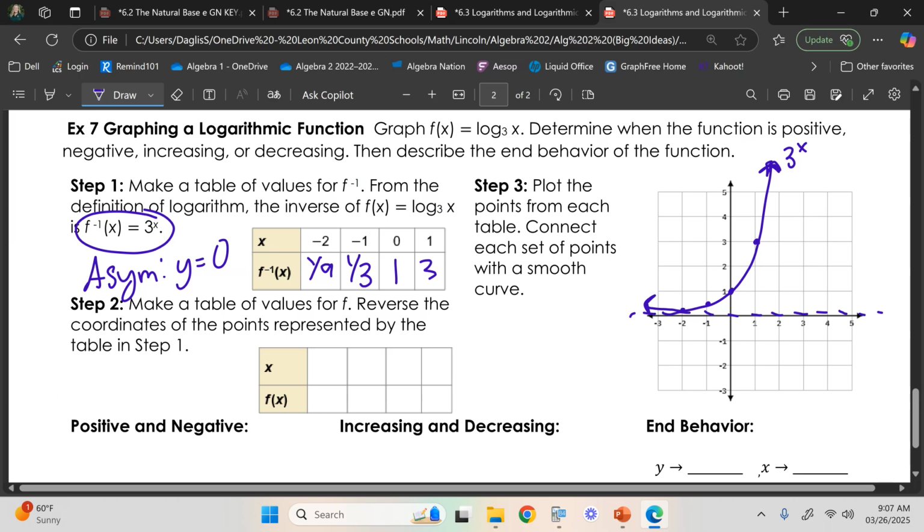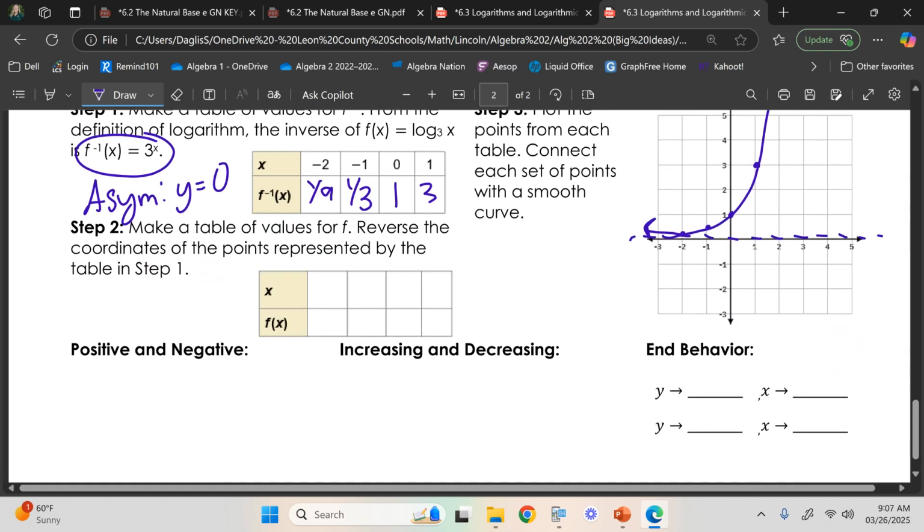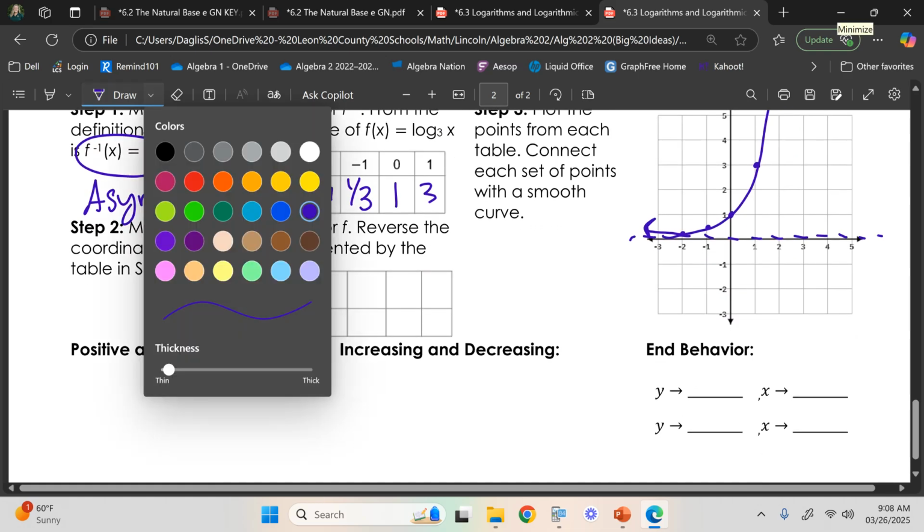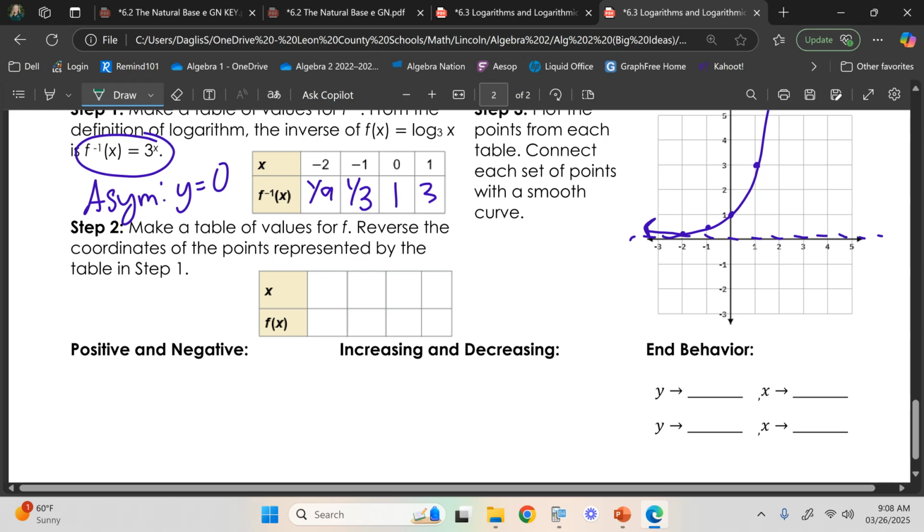Okay, so my domain is all real. My range is only y bigger than 0, right? So we can expect all that to flip-flop when I do my log now. So now that I have an exponential, I can just switch my points and graph my log. What's the first point going to be in my log function? It's not negative 2, 1/9. Now it's 1/9, negative 2. And then I'm going to have 1/3, negative 1; 1, 0; and 3, 1.